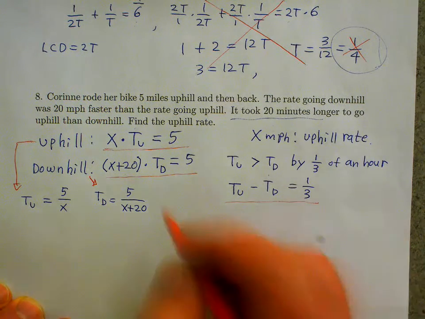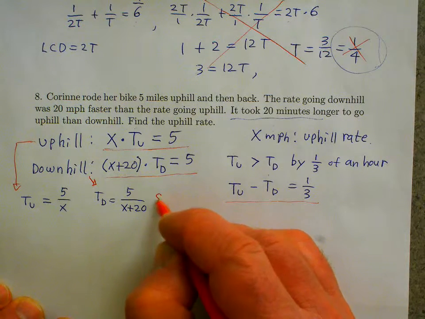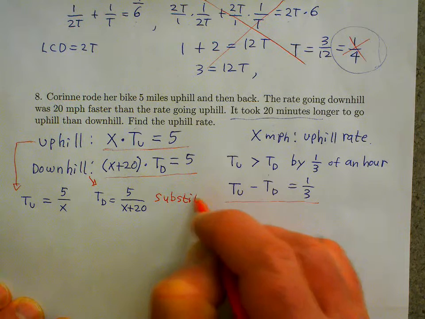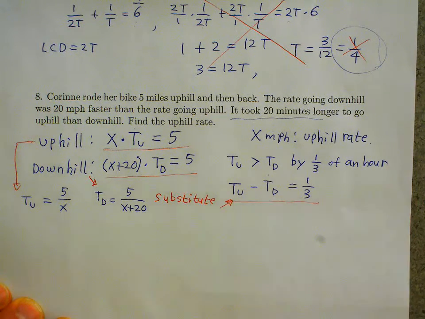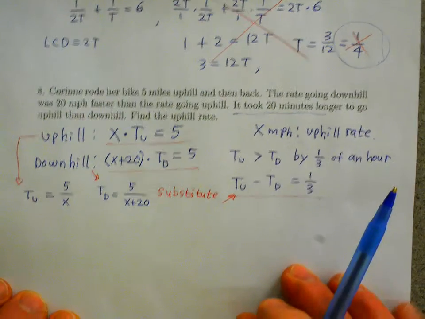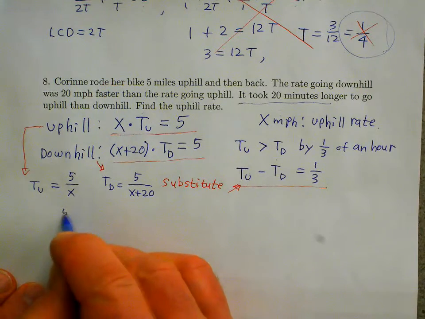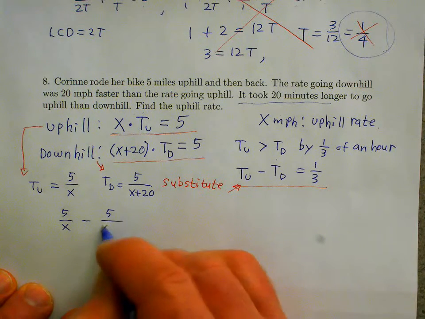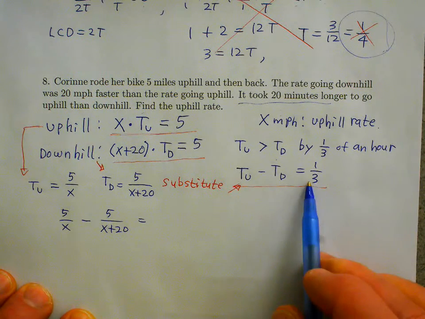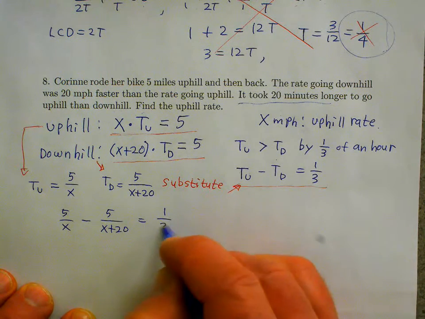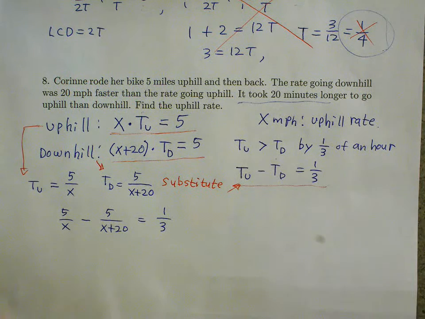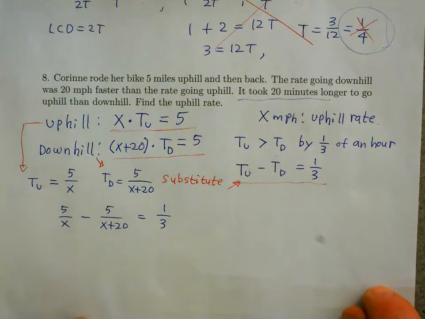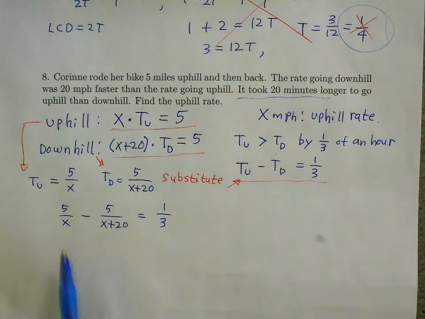So now I'm going to substitute into this equation. T sub u, we replace that with 5 over x. We're subtracting t sub d, but that's 5 over x plus 20. And the difference is 1/3. Okay, so now we have an equation whose only variable is x.